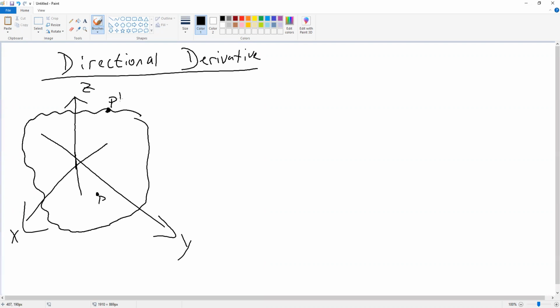Then we're going to have another arbitrary point we're going to call point Q. Point Q is going to have a corresponding point right here called Q prime. So what we're going to see is we're going to have a secant line right here. It's going to be a line of secant.